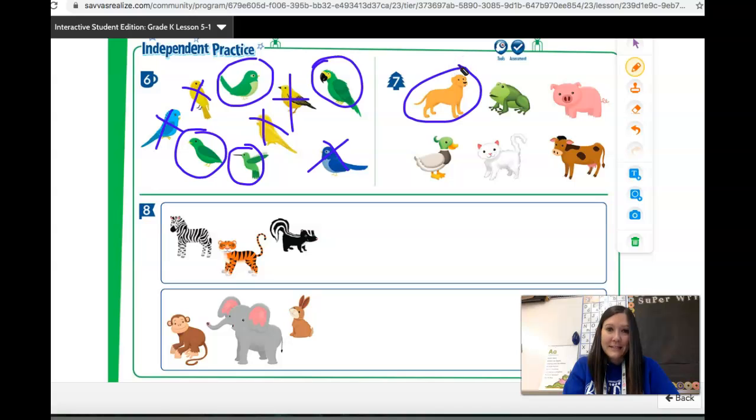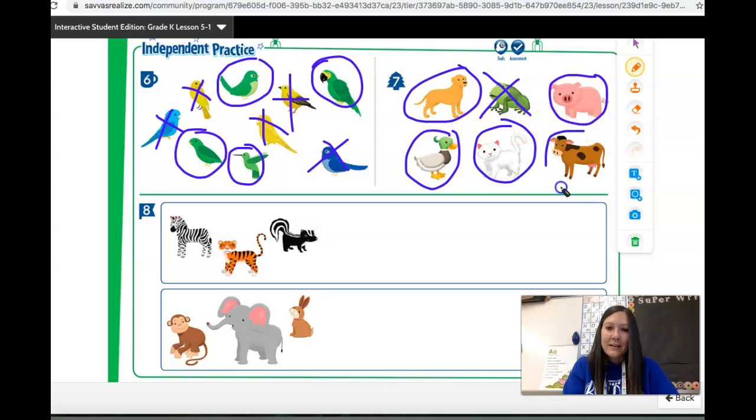That animal has a tail. Frogs do not have tails. A pig has a tail. A duck has a tail. A cat has a tail. A cow has a tail. Did you do it? You have two groups of animals: animals that have tails and animals that do not have tails.